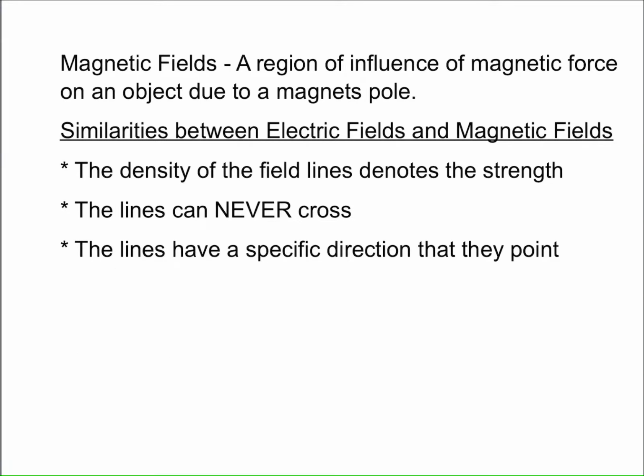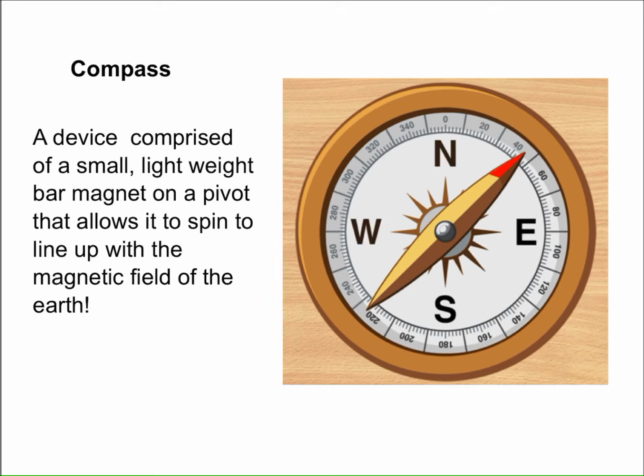The next one, and for a similar reason to why it was with electric fields, the lines can never cross. With electric fields, it's because they denoted the direction of a force, and you can never be accelerating in two different directions at the same time. We'll talk in a couple slides about why it's the case with this. The last bullet point on this page says the lines have a specific direction that they point. Just like with electric fields, they always pointed away from positive particles and towards negative particles. Same thing goes here, only it's a little bit different.